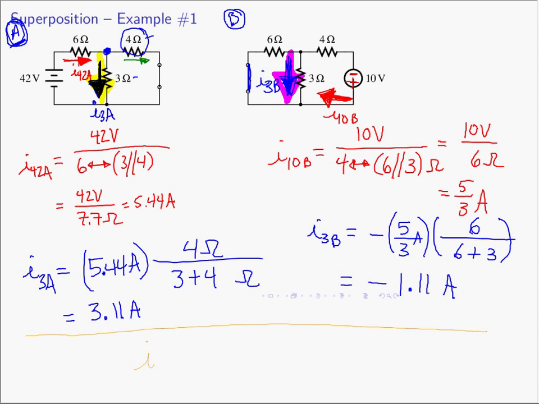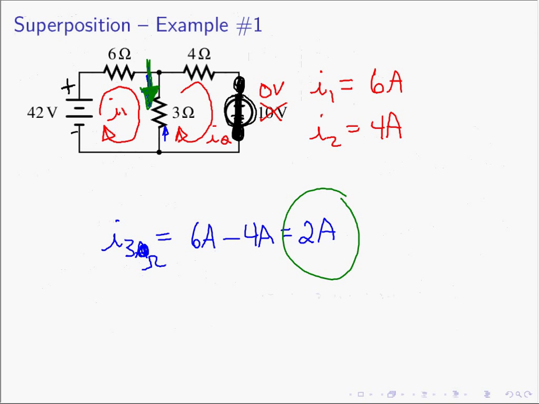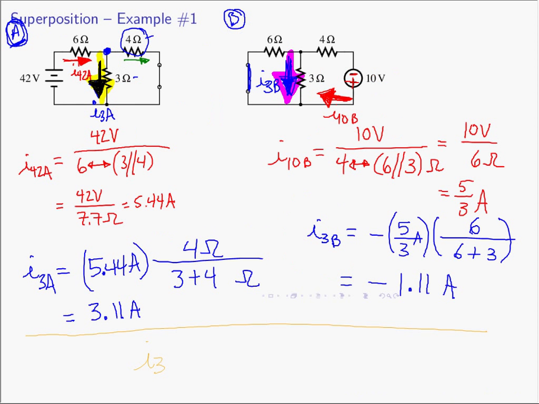And then superposition tells us that I can find I3, that is the true current in the 3 ohm resistor. This is back on the original problem. I'm looking for this current right there. That current will simply be the sum of our two sub-responses. So we get 3.11 amperes due to the 42 volt source, and then I'm going to add to that a minus 1.11 amperes due to the 10 volt source acting alone. And we see when we do that arithmetic, we'll find the answer is 2 amperes.